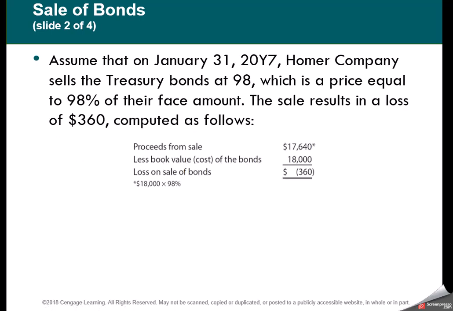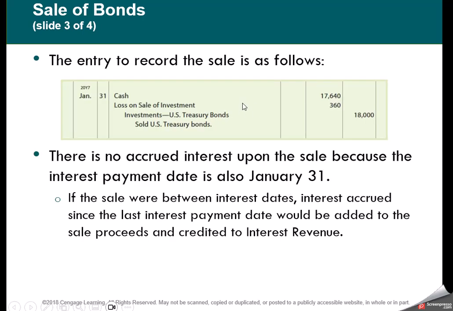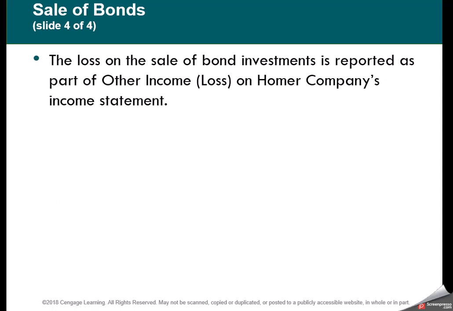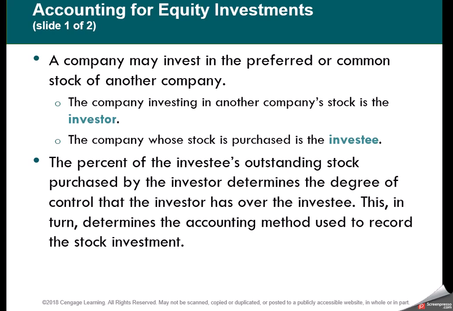So if we sell the treasury bonds at 98, remember we had this back when we talked about issuing bonds, that is 98% of the face value. So it isn't $98, it's 98% of that face value. Then we calculate what that is, we compare it to what we have on our books, and in this case, we have a loss. So then we'd record that loss in our journal entry, cash comes in at that proceeds price, and then we take the investments off of our books by crediting those. And again, that goes in the other income section.